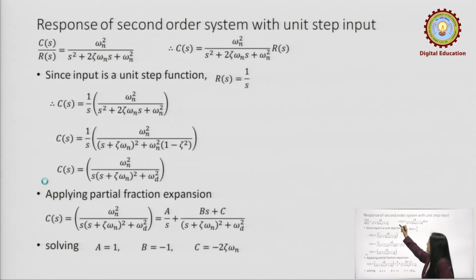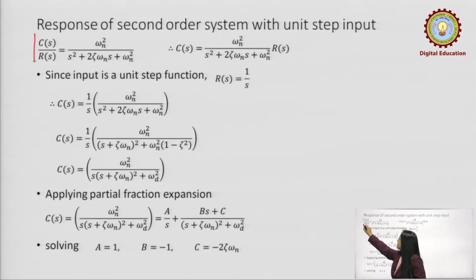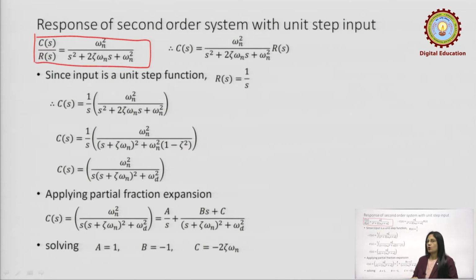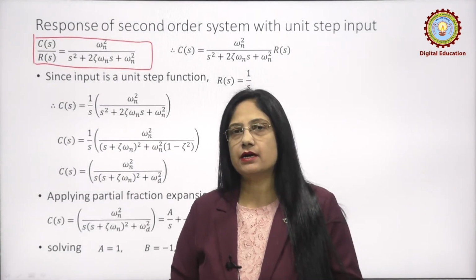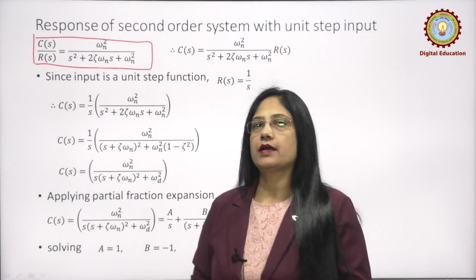Now, we will look at the response of a second order system with unit step input. As we know, there are standard test signals, and one of them is the step function. So, we are going to apply a step function to a second order system. As we have already known, the closed loop second order system is omega n square upon s square plus 2 zeta omega n s plus omega n square.